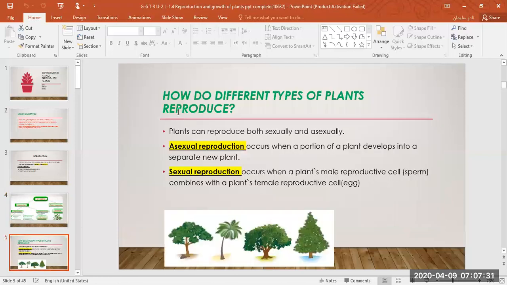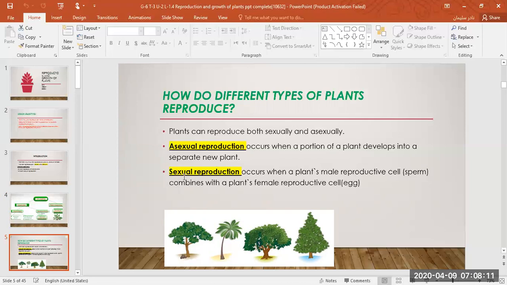Now, as we started, plants reproduce sexually and asexually. Asexual reproduction in plants occurs when a portion of a plant develops into a separate new plant. Like when we spoke before about the potato. My students told me there are small buds growing on the surface of a potato if the conditions are right, like a moist place. Yes, this is asexual reproduction. Asexual reproduction is when only one plant produces a new separate plant.